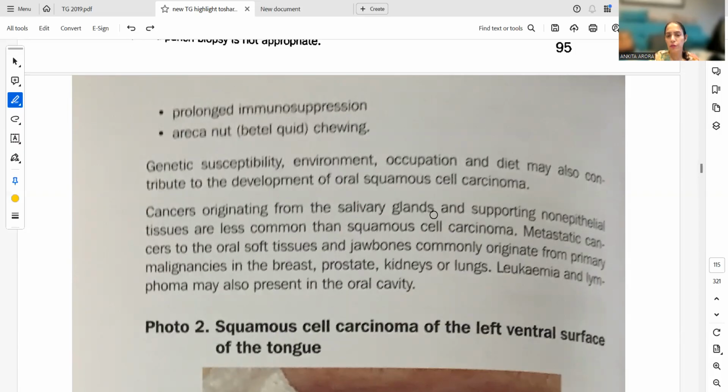Cancers originating from salivary glands and supporting non-epithelial tissues are less common than squamous cell carcinoma. Metastatic cancers to the oral soft tissues and jaw bones commonly originate from primary malignancies in the breast, prostate, kidneys, or lungs. Leukemia and lymphoma may also present in the oral cavity.